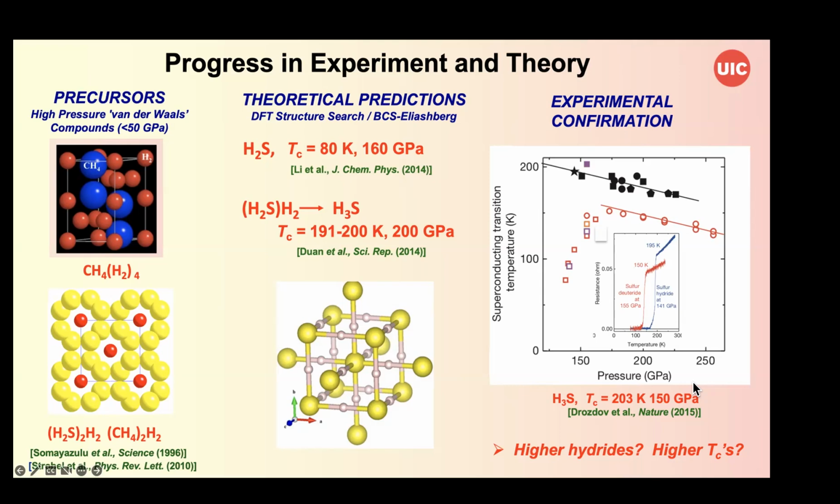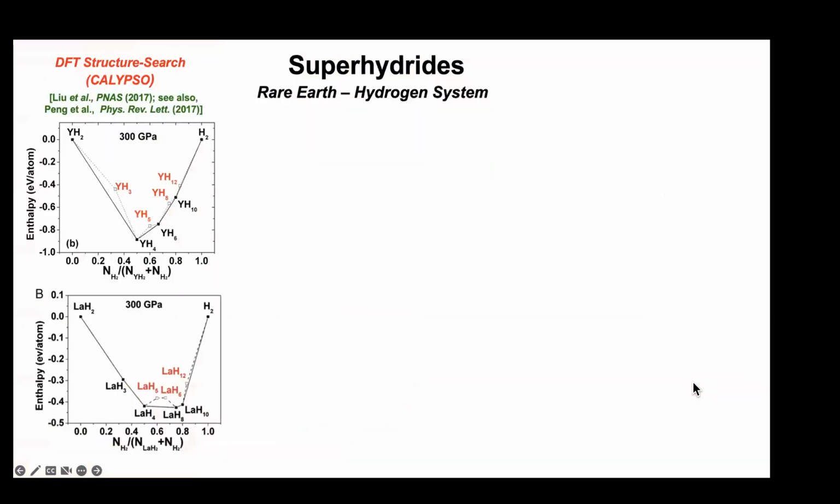But what about higher hydrides and still higher TCs? We became interested in this problem ourselves and focused on the rare earth systems, thinking that the rare earths might be able to supply those extra electrons needed to destabilize the hydrogen molecules at high pressure and give you lower pressure stability of systems that could look like metallic hydrogen, and also perhaps with higher TCs than those p-block elements.